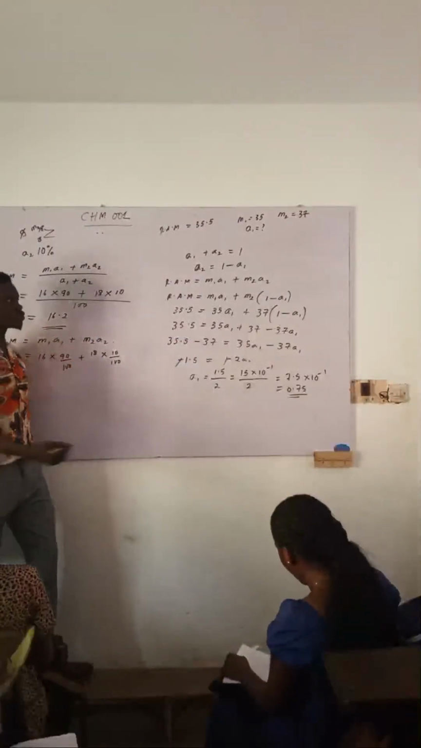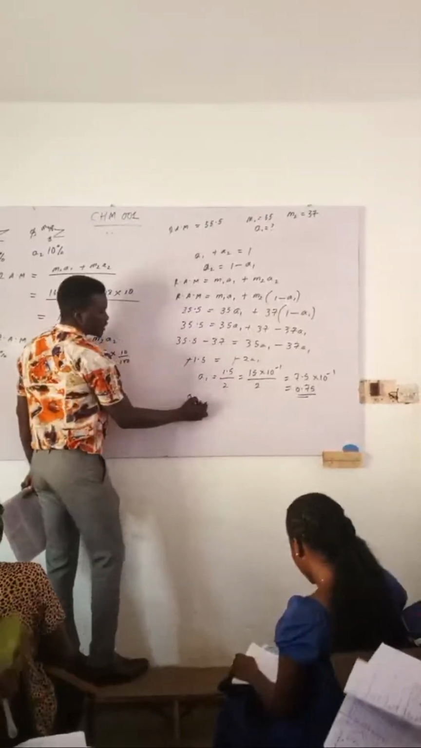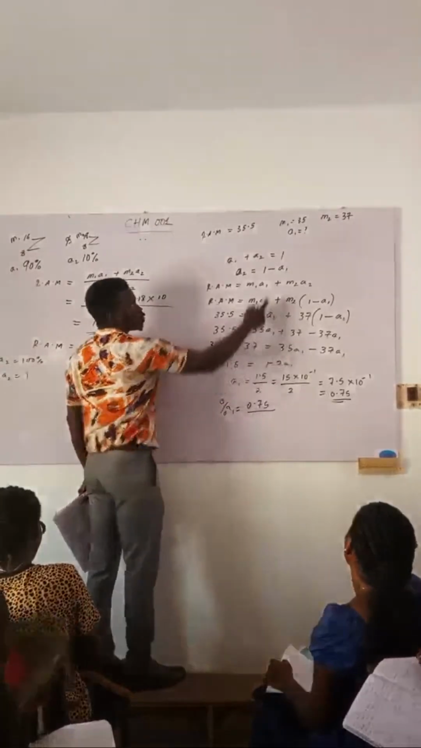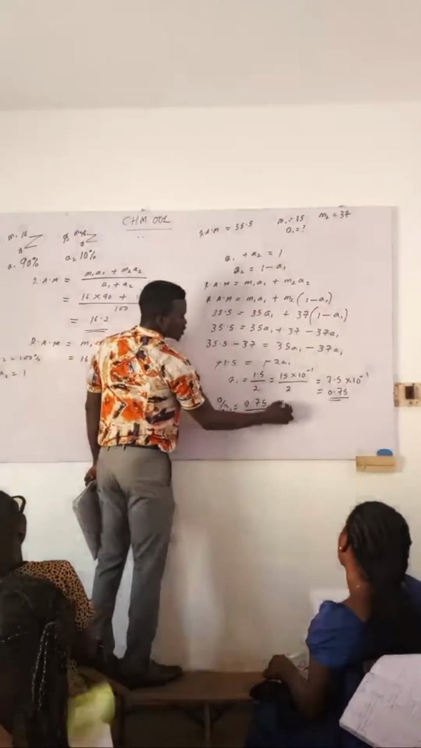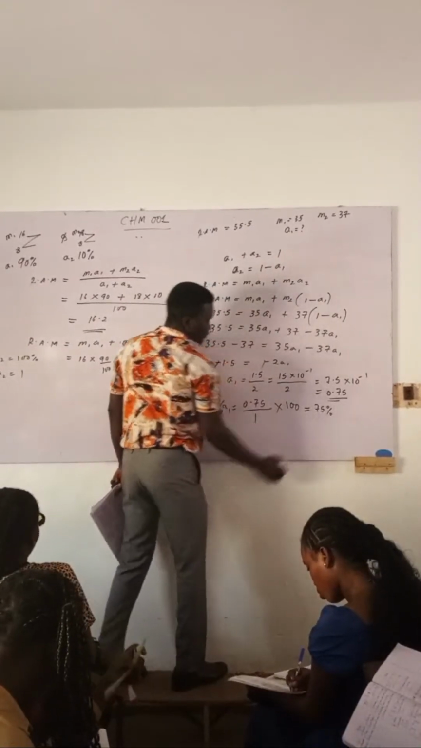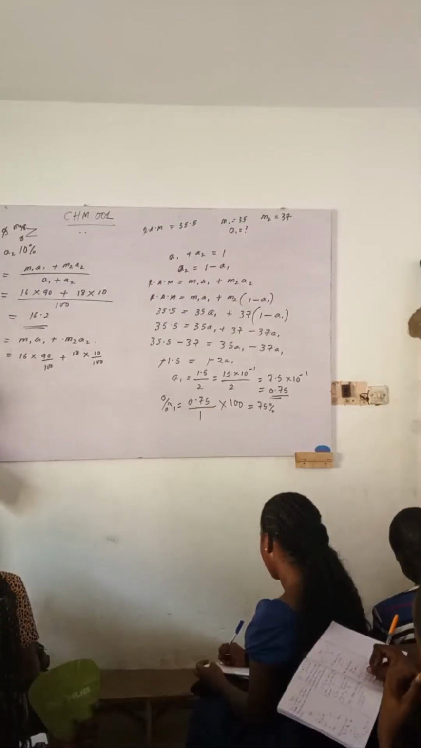So to convert it to a percentage now, you can say percentage of A1 is going to be 0.75 all over what's the total? 1, times 100. And that will give me 75%.